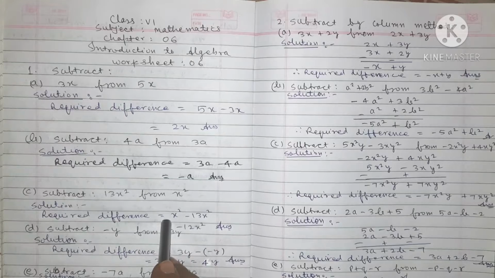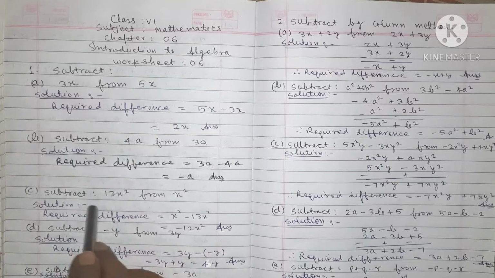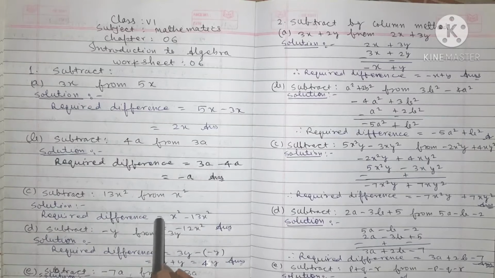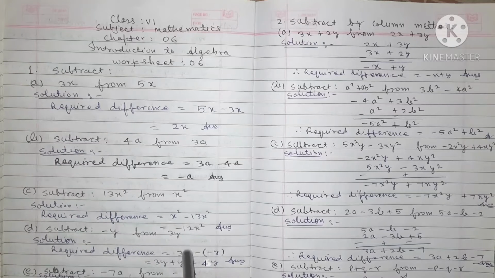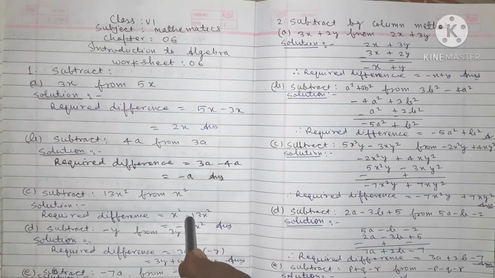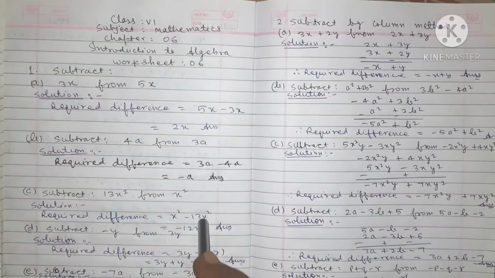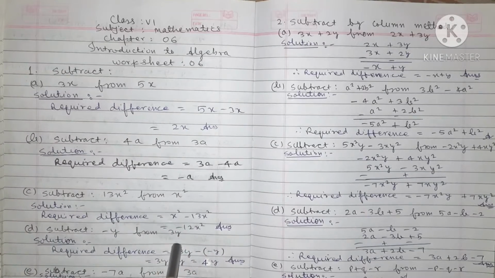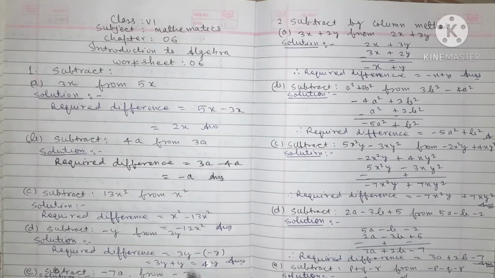After "from", we write first. So x square should be written first. And before "from", we write 13x square after the negative sign. So plus minus minus, we do minus: 13x square minus x square is equal to 12x square. And since minus 13 has absolute value more than the absolute value of 1, we write the sign of 13x square. So the sign is negative, so we write here negative sign. So the answer of question number 1C is minus 12x square.